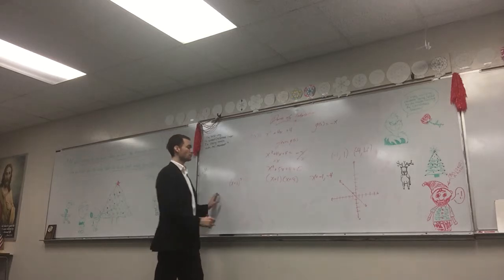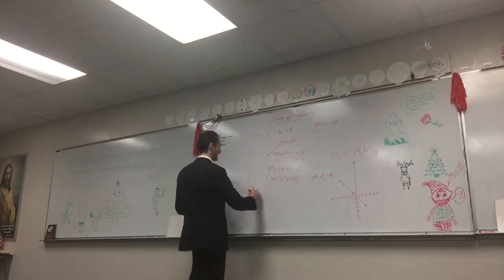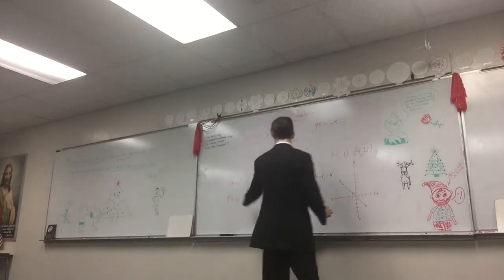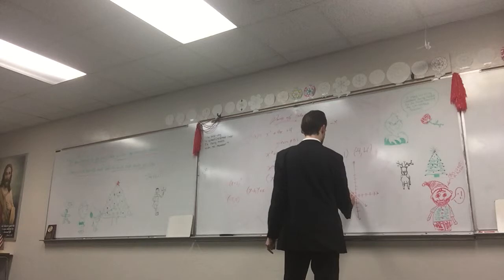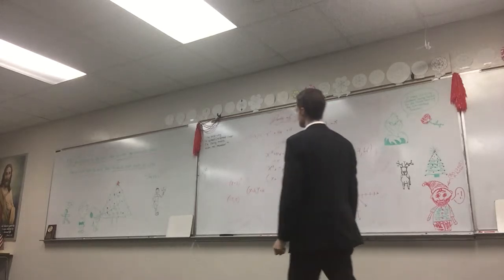Okay, so standard form of a parabola is x minus h squared plus k. So h is negative 2 and k is 0. So I know my vertex is at (-2, 0). Very good.